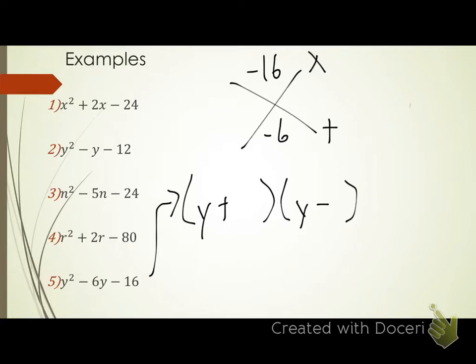add to give me negative 6. What are they? Negative 8 and positive 2. There you go. Any questions?